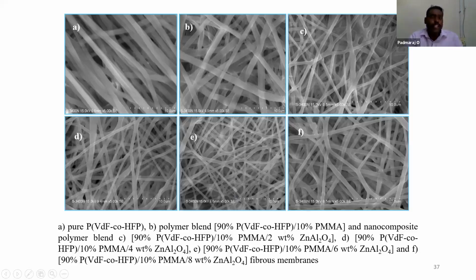Suppose you increase the average diameter of the fiber, what will happen? The porosity will be lower, and if the porosity is lower, only a lower amount of liquid electrolyte can be absorbed. That is also a problem. We want a sufficient quantity of electrolyte for moving the ions, so we have to generate more porosity. Not only the porosity, we also have to increase the thermal and mechanical strength. That's why we are adding the fillers in the polymer solutions.